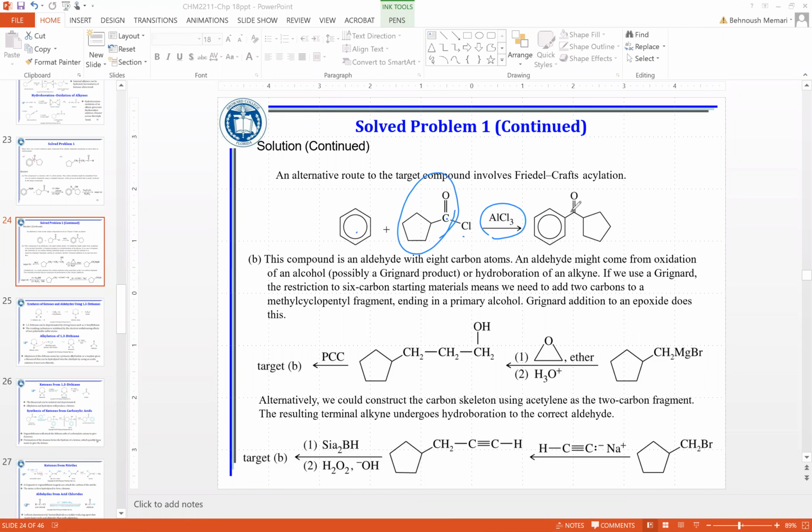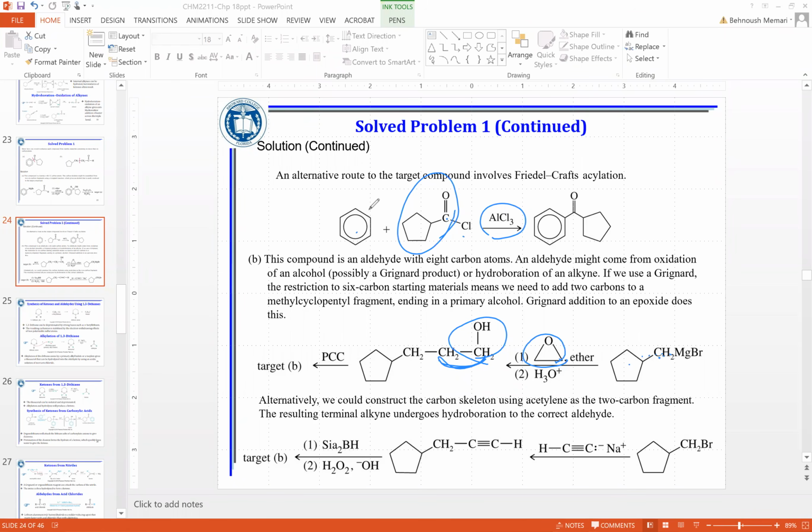For the other one, we talked about this already, which is the Grignard plus epoxide. That gives you primary alcohol with addition of 2 carbon. You have to keep that in mind, that Grignard plus epoxide would give you primary alcohol with addition of 2 carbon, and then you use the PCC to get to the product.